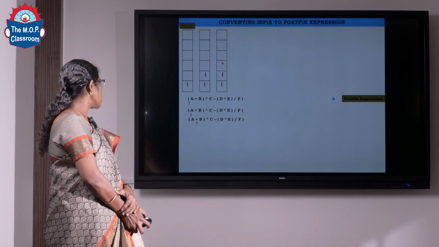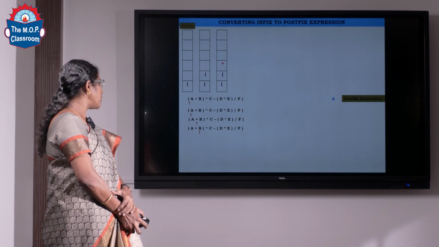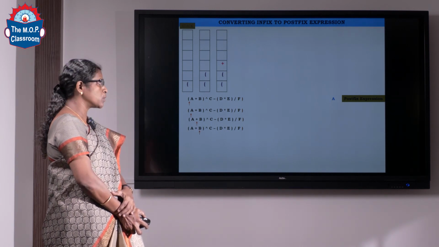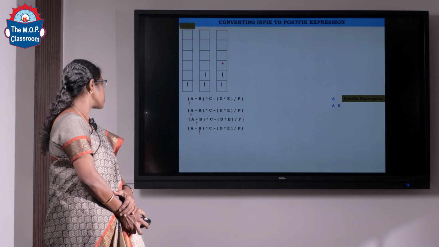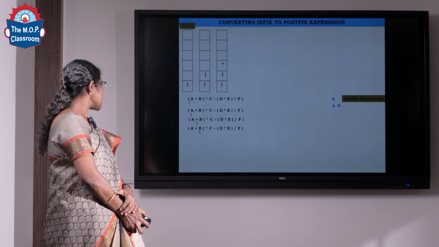Now once again repeat the process. Scan for the next element. The next element encountered is an operand B. So whenever an operand is encountered, you are supposed to add it to the postfix expression. So B has been added to the postfix expression.